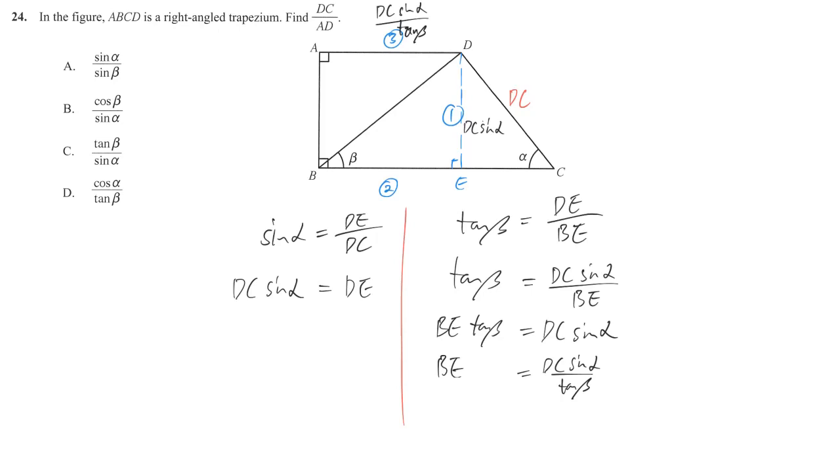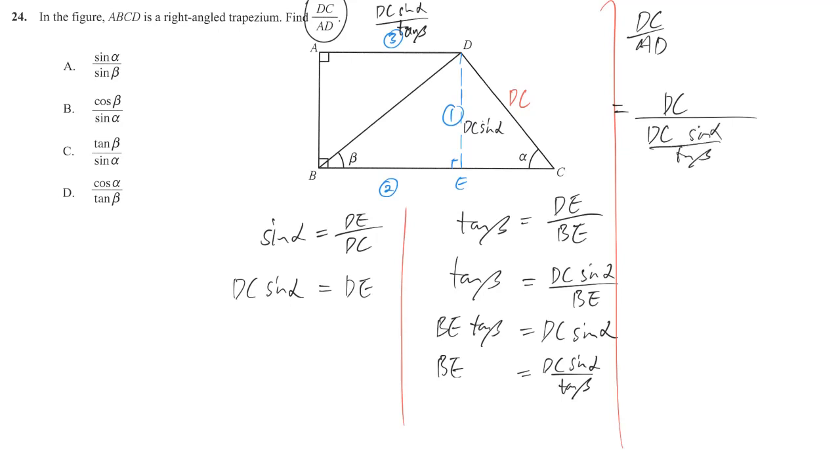Now I'm going to get the final answer. Our target is DC over AD. So we place it. DC is still DC, but AD is DC sine alpha and then over tangent beta. To divide a fraction means to multiply by the reciprocal, swap the position. You will find that DC is cancelled out, so the only thing left, tangent beta over sine alpha, is our answer. We find C is the answer.